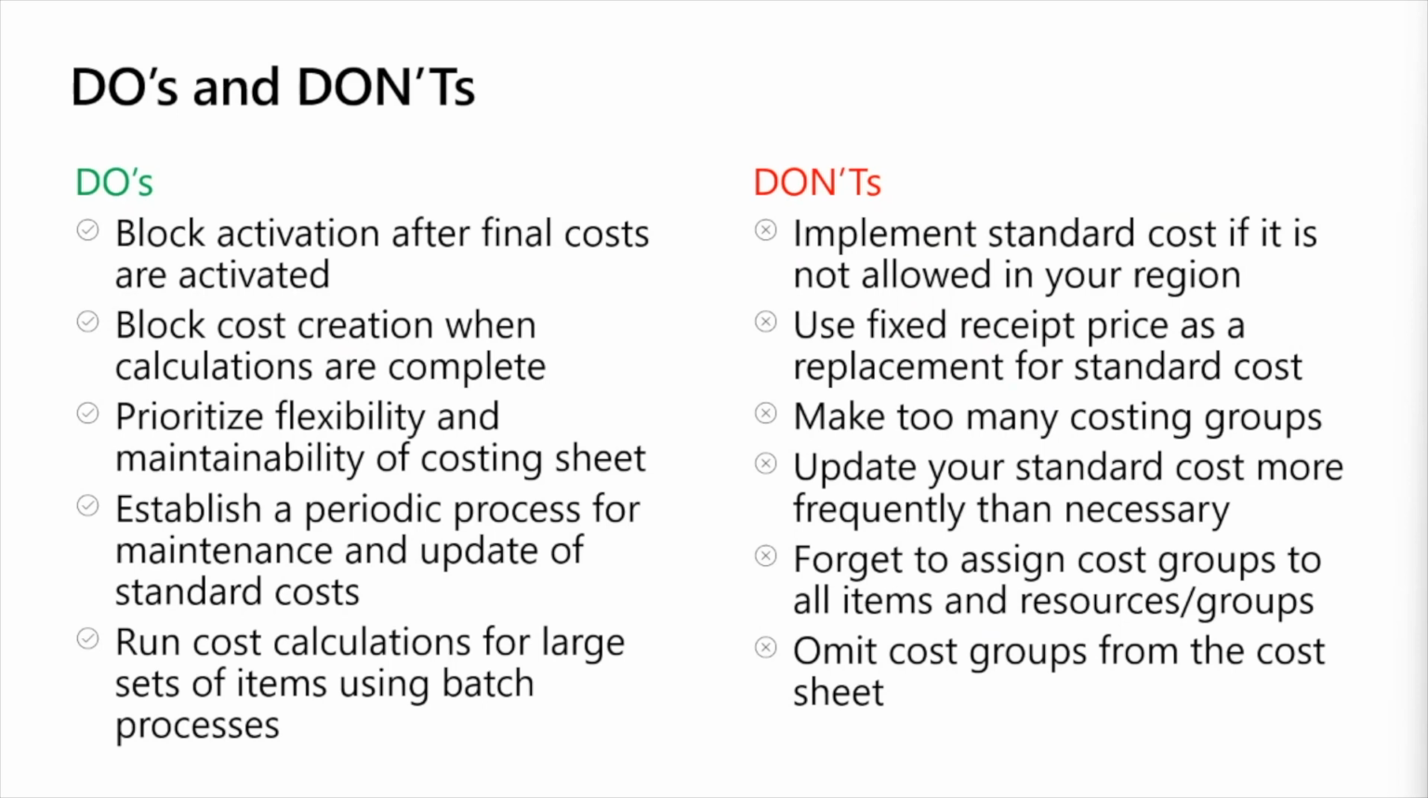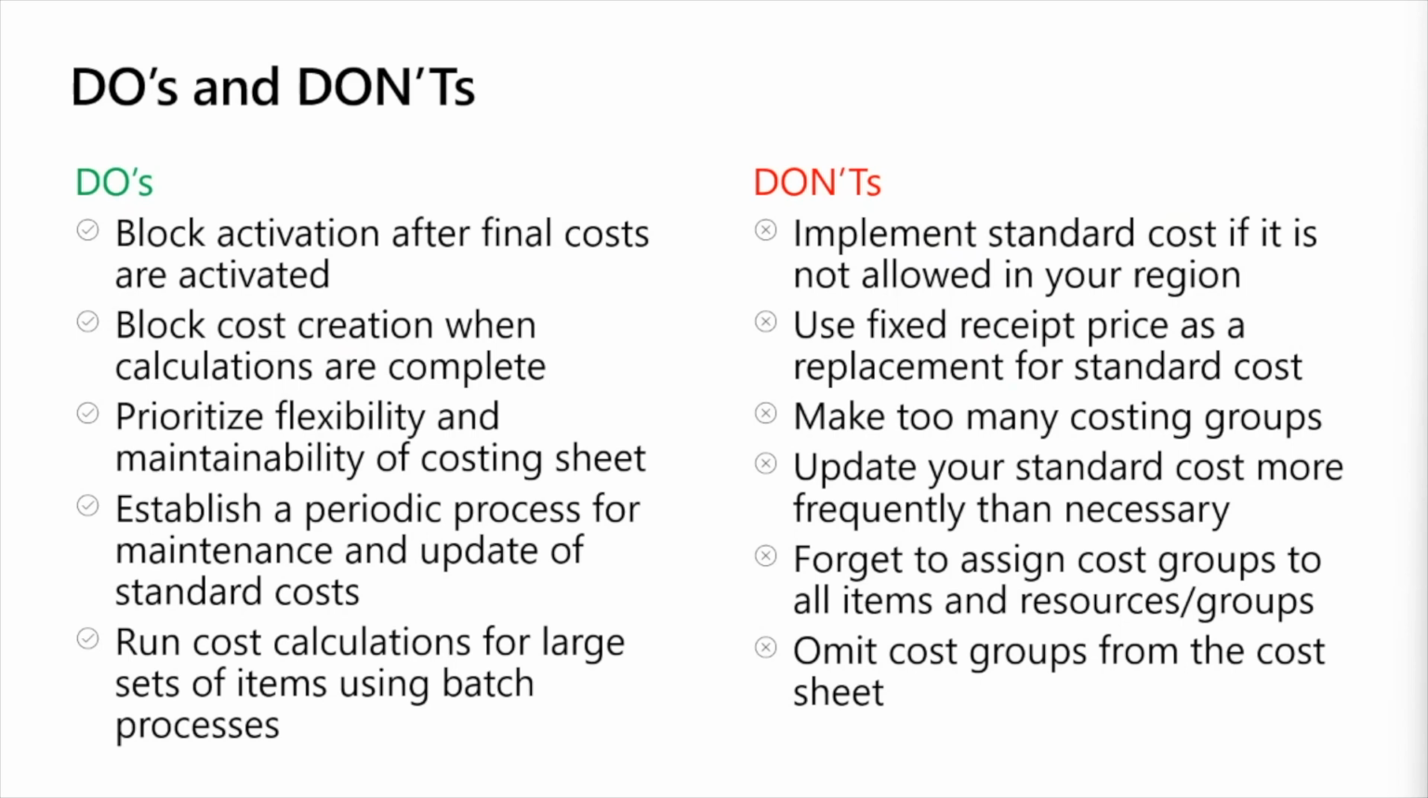We also recommend that you prioritize flexibility and maintainability of the costing sheet when you're designing it for your implementation. You want to think about all the ways that your business processes might change, or how you may need to add new cost groups based on the rules you're setting, and make sure that you're prioritizing, again, that flexibility and maintainability.